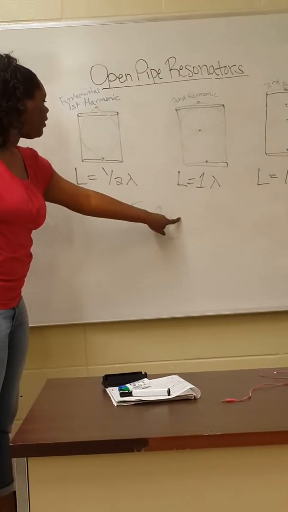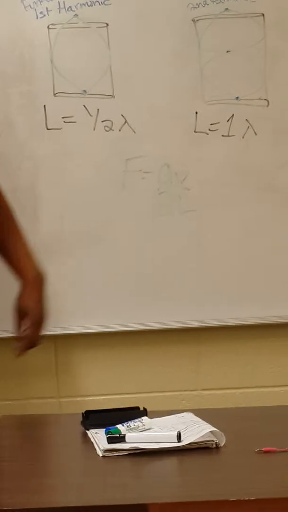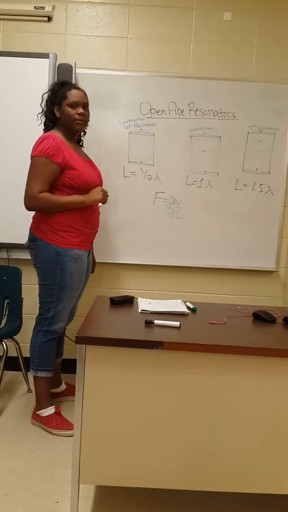We're going to break down how we got that. So the frequency equals that because antinodes times velocity divided by 2L equals that. Yeah. Can you start over? We're going to start over.